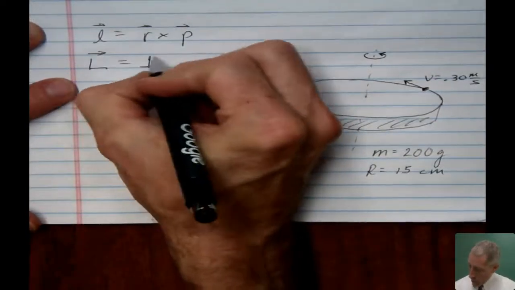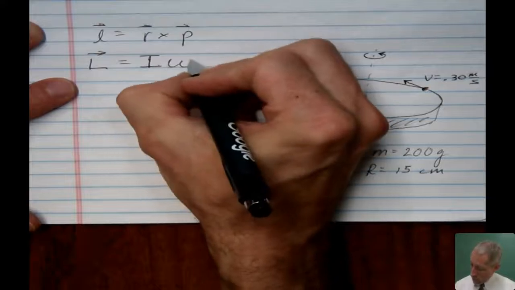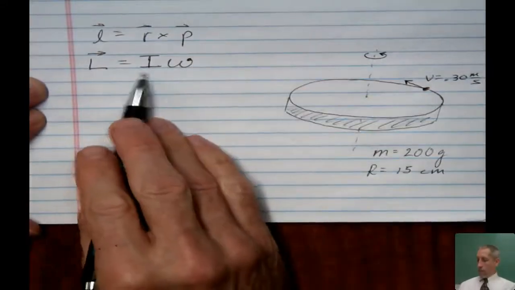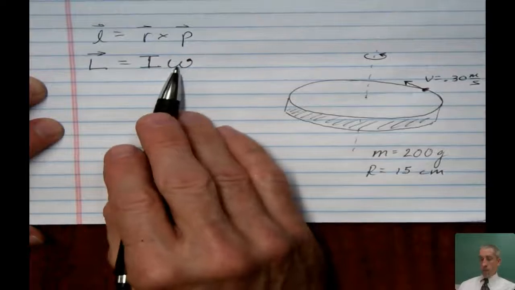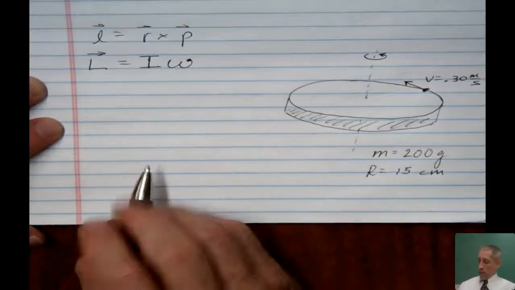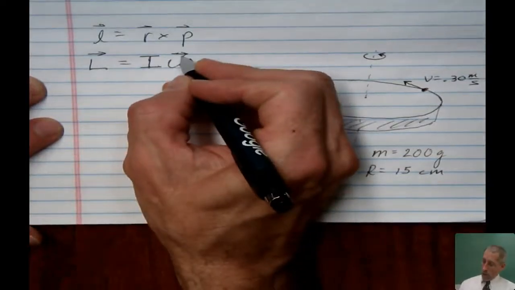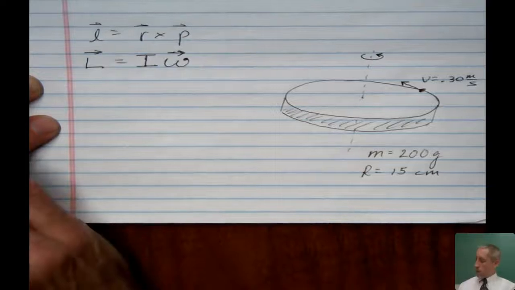You get exactly the same expression that you would get if you just used the moment of inertia times the angular velocity. Remember, the angular velocity is also a directional thing. It's got a vector direction too.